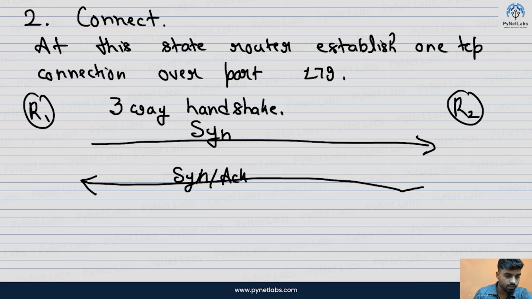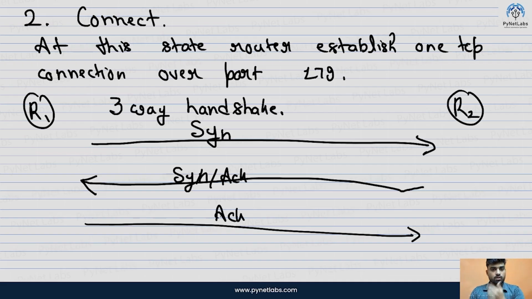Now in reply to this SYN, router 1 again sends one data packet to router 2 which contains the acknowledgement flag. So this is the three-way handshake, and your router needs to perform this three-way handshake in order to create this TCP session over port 179. Remember, once this three-way handshake gets completed, your router will create the TCP session, and once that TCP session gets created, your router will automatically move to the next state, which is known as the OpenSent state.